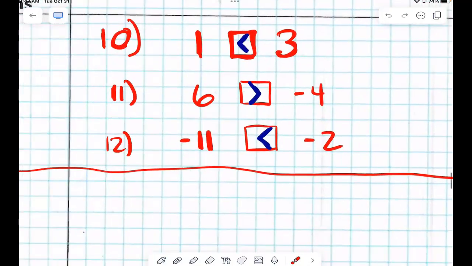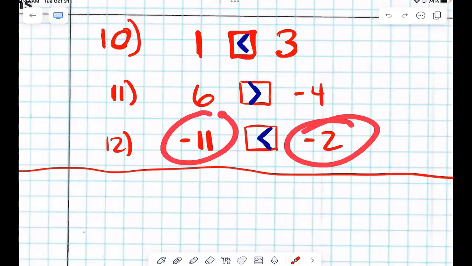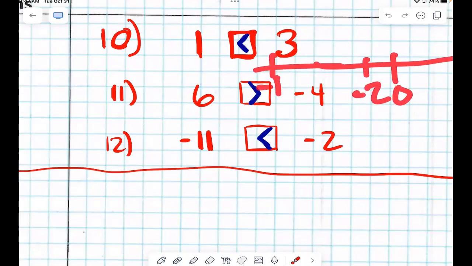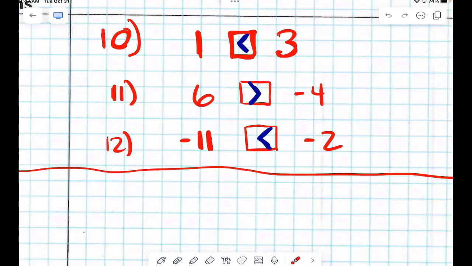How about the tricky one, -11 and -2? We said -11 was less than -2, right? Yes. Which number is further right on the number line, -2 or -11? -2, because -2 is going to be over here. -11 is going to be way down there, right? Yes. You got to get that straight in our brains, okay? All right.